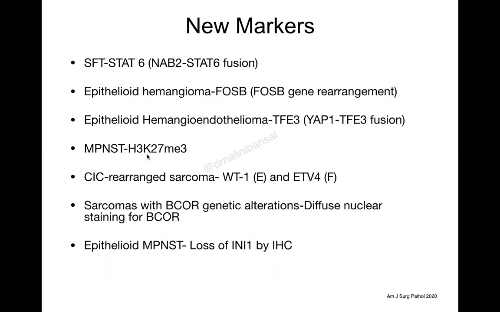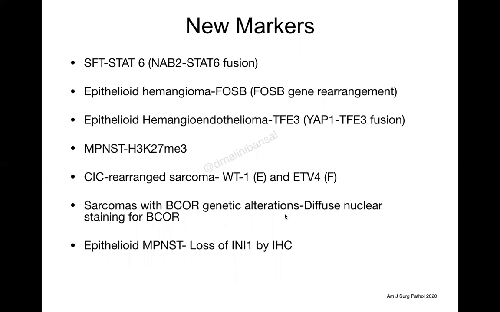For MPNST, loss of H3K27 is what is being recognized, and if you see absence of nuclear expression of this marker, then you can diagnose these cases as MPNST. For CIC rearranged small round cell tumor, WT1 and ETV4 are the two markers which will show you nuclear positivity.